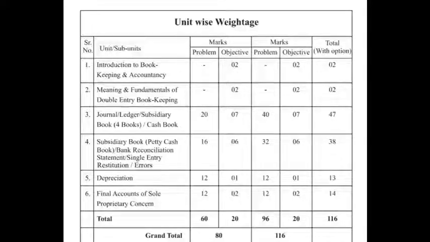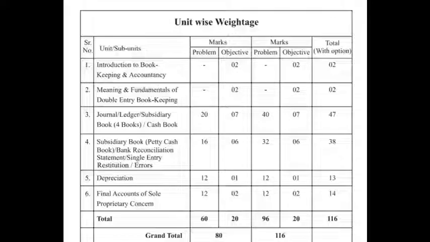Okay? So see chapter number 3, journal, ledger, subsidiary books. So these 3 chapters, journal, ledger, subsidiary book. In the subsidiary book we have the cash book. So these 4 concepts will come for 20 marks of problems and 7 marks for objective. And with option, if we see with option, 40 marks with problems and 7 marks with objective. So 47 marks will come from chapter number 3, that is journal, ledger and subsidiary book.